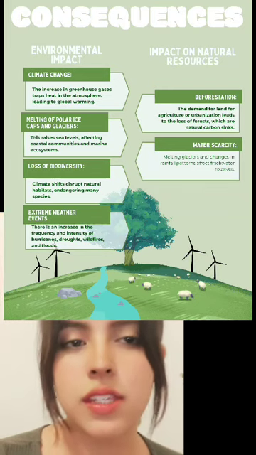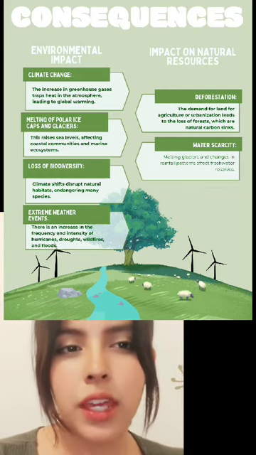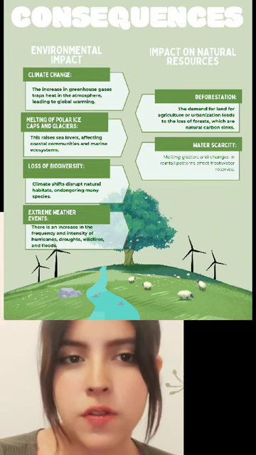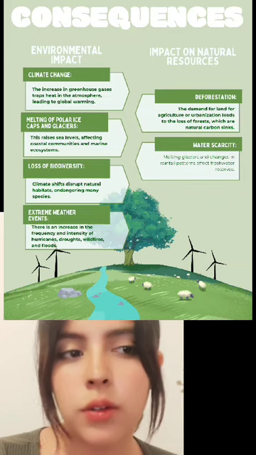The consequences. In the case of the environmental impact, we have four impacts. And the first is climate change. The increase in greenhouse gases traps heat in the atmosphere, leading to global warming.